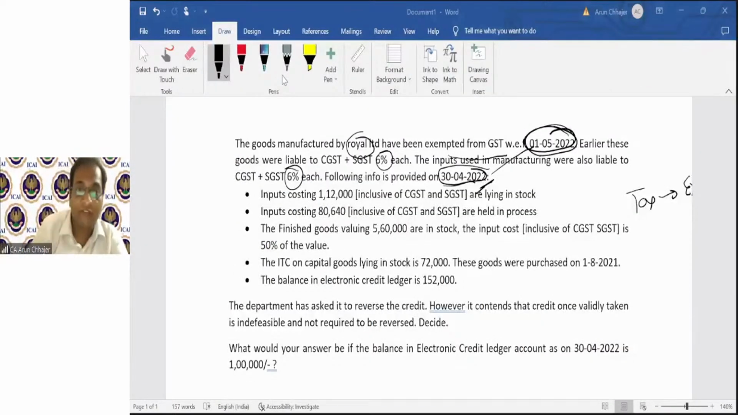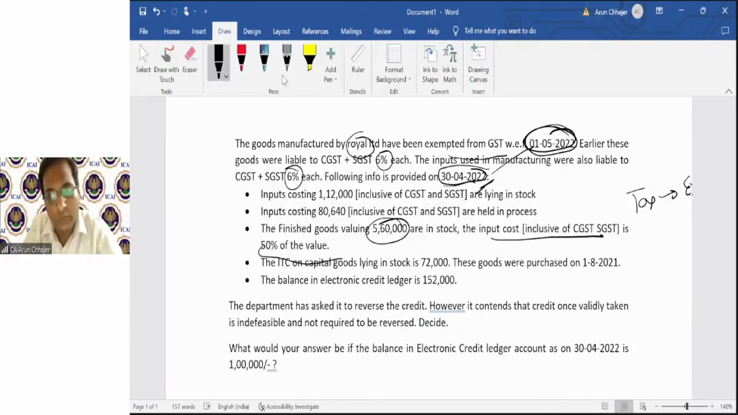560 में क्या था? द फिनिश गुड्स वैल्यूइंग 560 ऑन स्टॉक। सो नाउ दे आर सेइंग इनपुट कॉस्ट इज 50% ऑफ द वैल्यू। अगर कुछ भी नहीं होता तो ये क्या कहता कि फिनिश गुड्स विच इज इंक्लूसिव ऑफ टैक्स। बट चूंकि अगर मैं फिनिश गुड्स बना रहा हूं तो फिनिश गुड्स तो मैंने परचेज, बिकॉज आई एम द मैन्युफैक्चरर। सी पॉइंट टू बी नोटेड, आई एम द मैन्युफैक्चरर। So I cannot say the entire 560 is my ITC. Entire cannot be the ITC because I'm not doing the trading. So I have converted into the process.